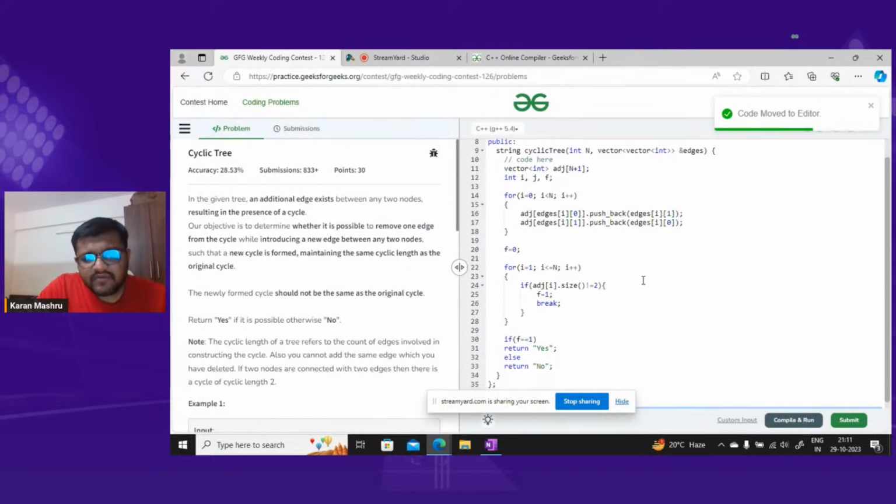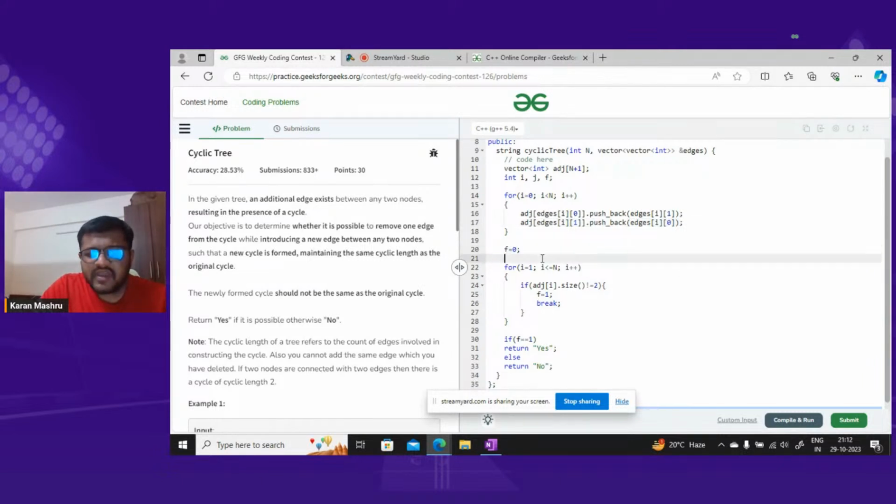Okay, so what I have done is, these are the edges, there are n edges, so I have traversed the n edges, and the ith edge is between edges of I0 and edges of I1. In the adjacency list of edges of I0, I have pushed back the element edges of I1, and in the adjacency list of edges of I1, I have pushed the element adjacent edges of I0. So basically I have formed an adjacency list.